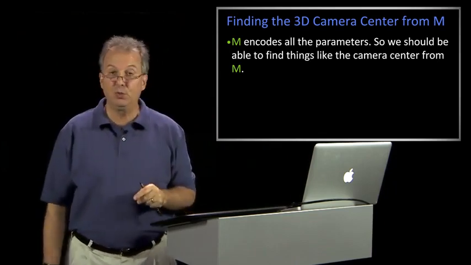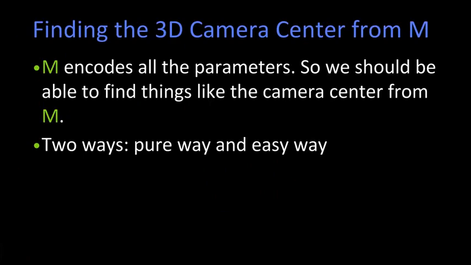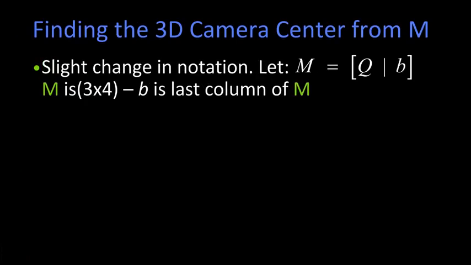So I'm going to tell you about two ways of doing that. Sort of the pure way, which is beautiful, and then the easy way. So we'll start with the pure way. Here's a slight change in notation just to pull out our parts. Okay, so we have our matrix M, and I'm just going to assume that M, which is a 3 by 4, is going to be made up of this 3 by 3, which I'll call Q, and b is just this 3 by 1. It's just a vector. Okay, so we've got Q and b.